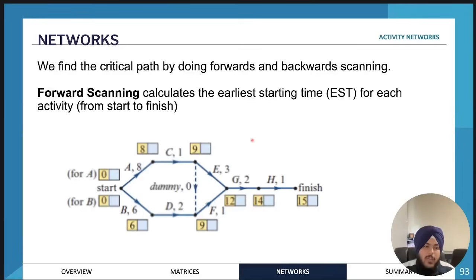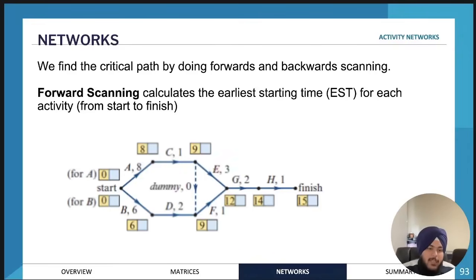Okay, so now we'll have a look at doing forward scanning. Forward scanning is a really important skill when we're doing critical path analysis, and the way we do it is by finding the earliest starting time for each activity. For example, activity A has an earliest starting time of 0, so it can be started at any time. However, activity C must be started after 8 minutes, because activity A must be completed before starting activity C. That's why the earliest starting time for activity C is 8. And for activity E, it is 9, because activity A and activity C must be done before starting activity E.